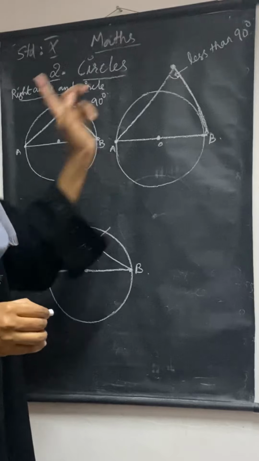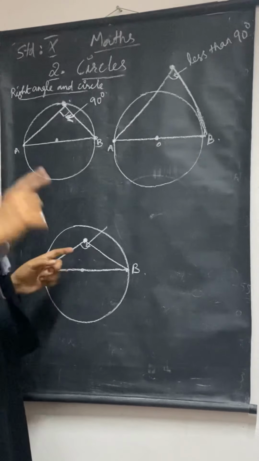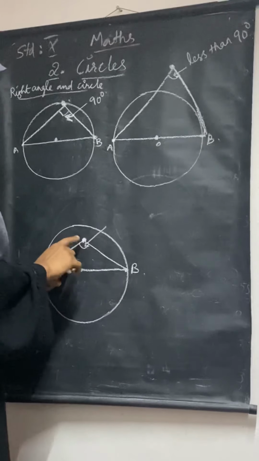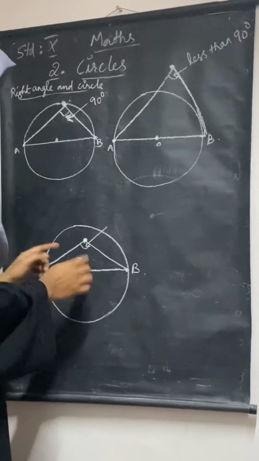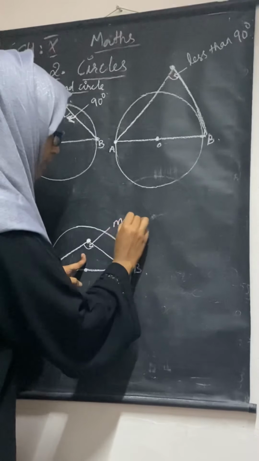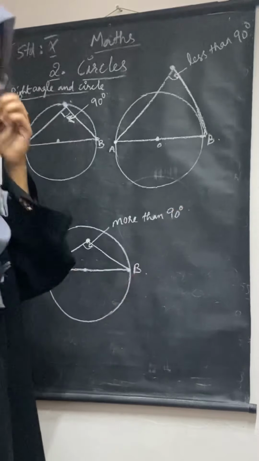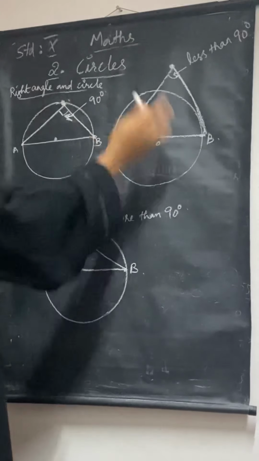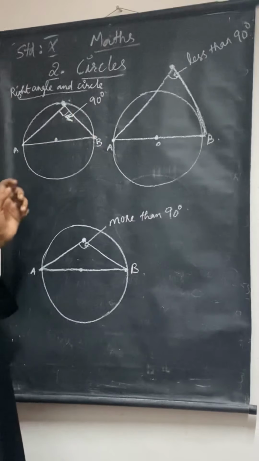Whether it is 90, whether it is less than 90, or what is the third option? It will be more than 90. Whenever the third point of the triangle is inside the circle, then the angle will be more than 90. This is very, very important because we are using this for the problems. So this is easy. You have to keep it in mind.